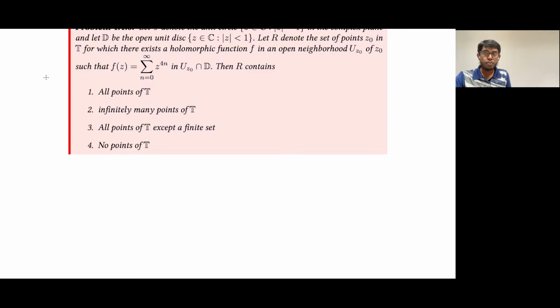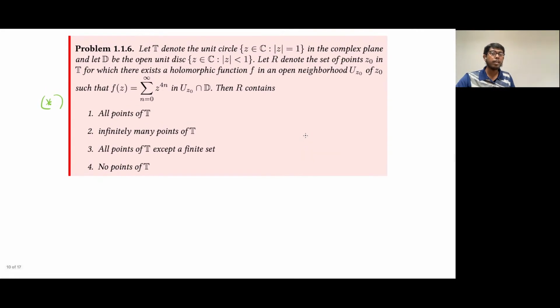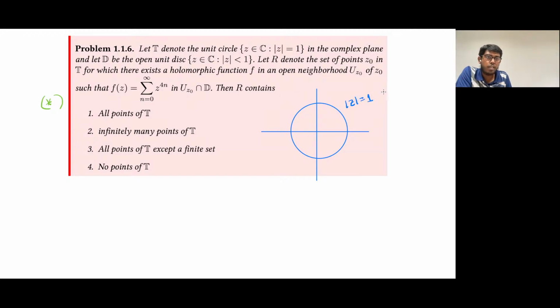So let's see this problem. Any thought about this problem? T is the unit circle in the complex plane and D is the unit disk, so it's basically the interior region of this. I'll just draw this. So this is mod Z equals 1, that is T, and its interior is D.